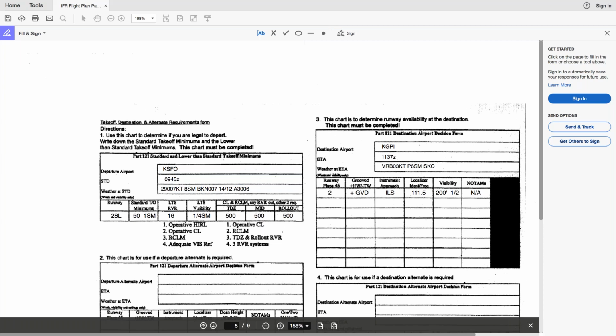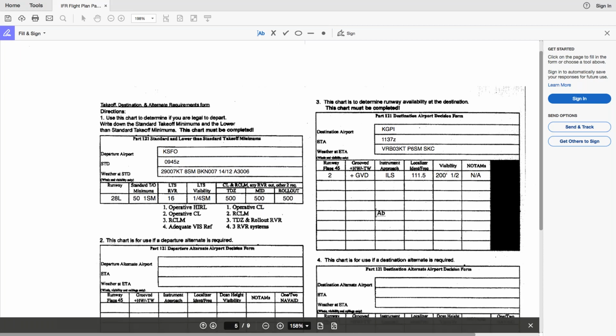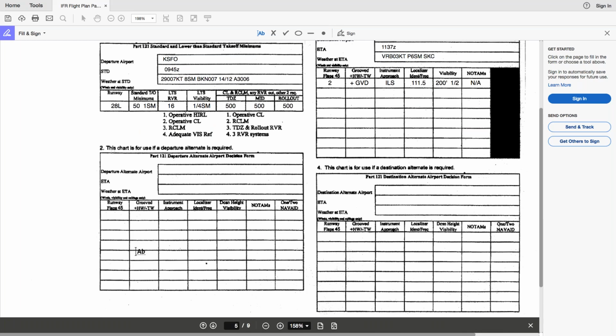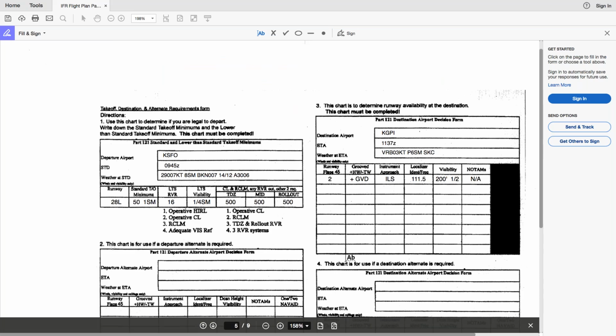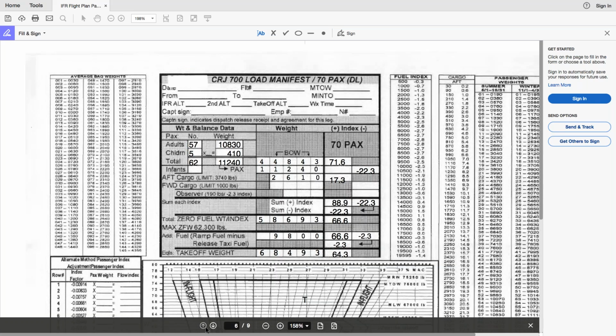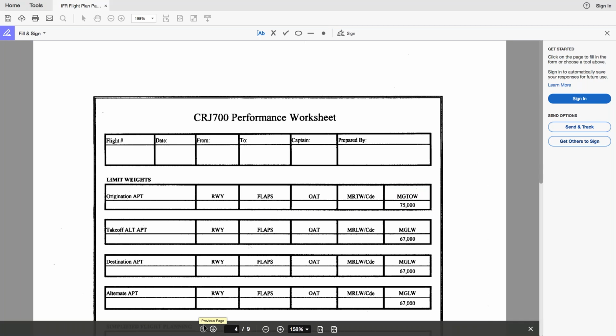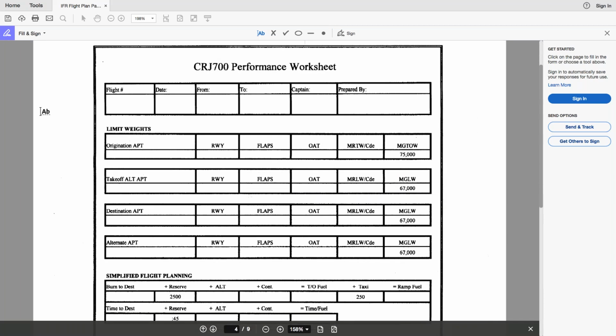This chart is done. If we had a takeoff alternate, we can fill out the box right here for our takeoff alternate. If we have a destination alternate, you can fill it in this box. Okay. Everybody good? So that chart's done. Weight and balance is done. That chart's done. Performance worksheet. Okay. Fill it out. Flight 3.